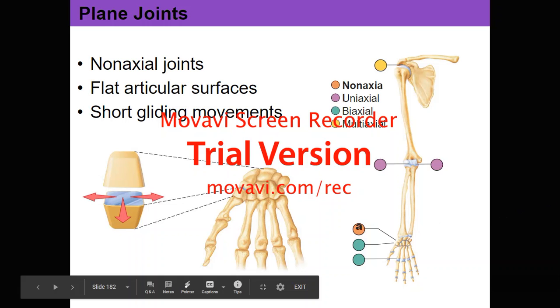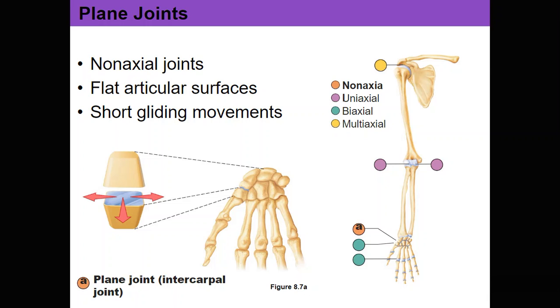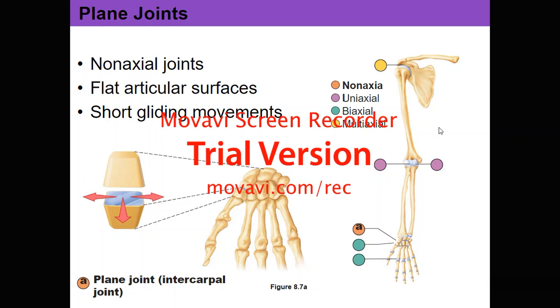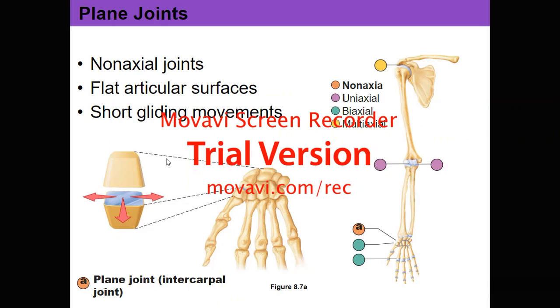All right, so plane joints. So again, remember non-axial, you have gliding movements. So again, you find these between flat articular surfaces. And again, you just have non-axial movement, gliding movement, and you find them in your intercarpal joints and your intertarsal joints. Okay? So again, between flat articular surfaces, you have gliding movements, which are non-axial joints.